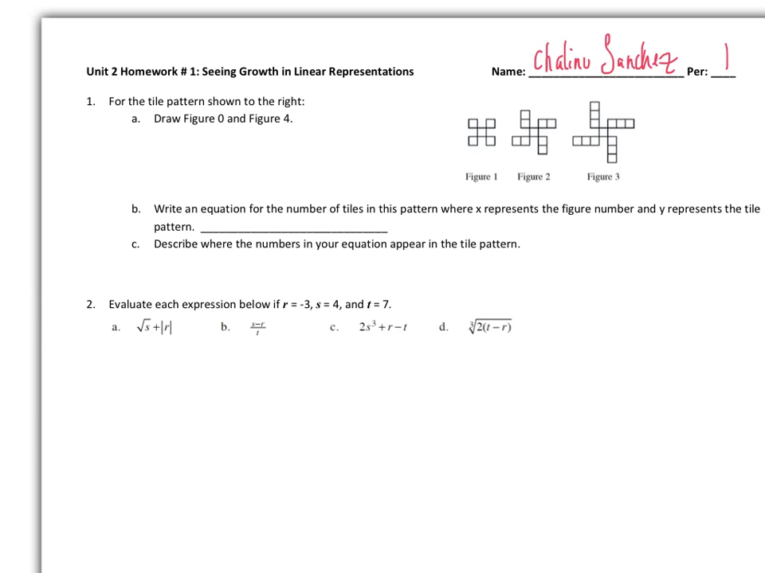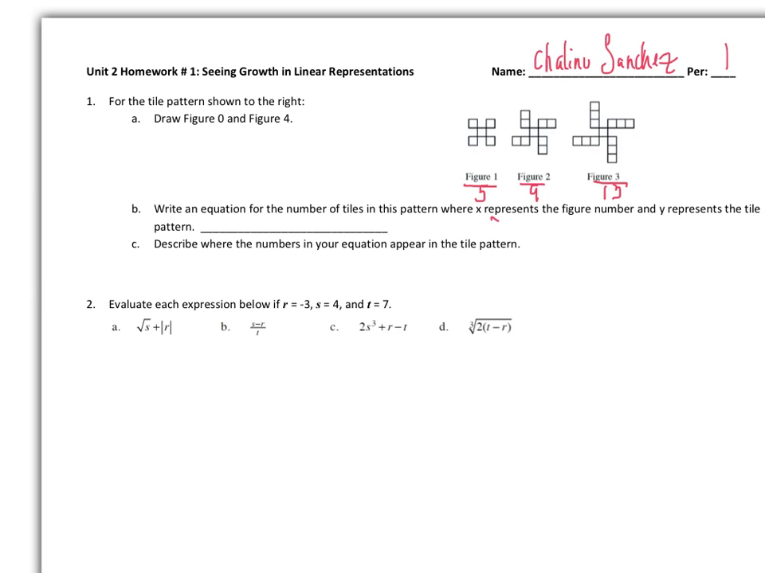Question 1. For the tile patterns shown to the right, A, draw the figure 0 and the figure 4. Well, it shows me figure 1, figure 2, and figure 3. In figure 1, I have 1, 2, 3, 4, 5 tiles. In figure 2, I have 1, 2, 3, 4, 5, 6, 7, 8, 9 tiles. And in figure 3, I have 1, 2, 3, 4, 5, 6, 7, 8, 9, 10, 11, 12, 13 tiles.